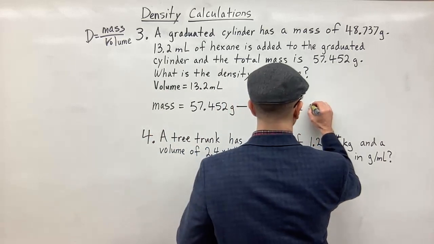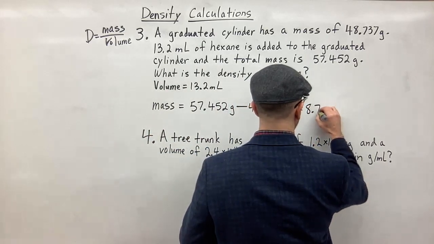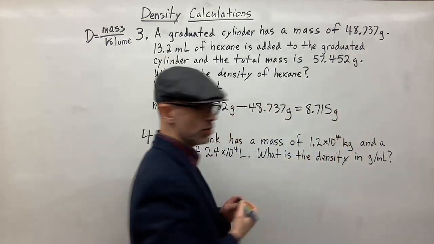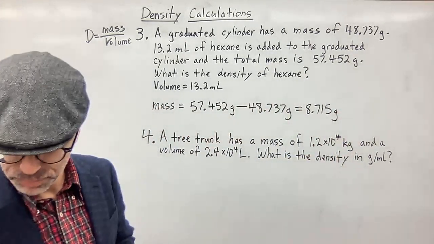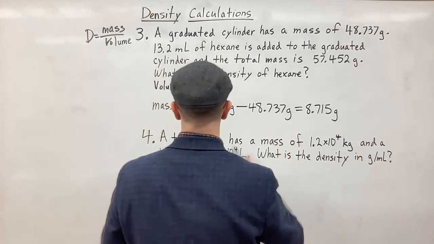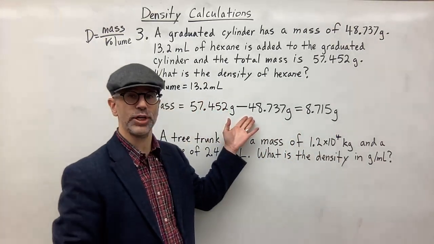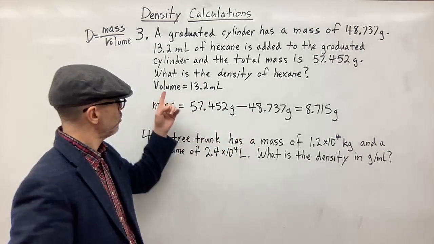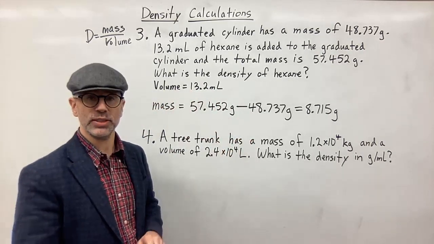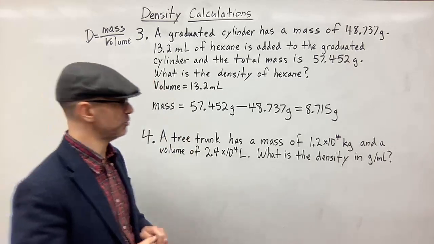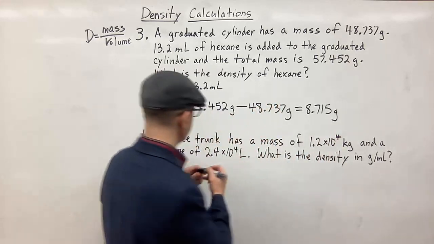8.715. So we get 8.715 grams. So that is the mass. Let me double check. 8.715. Yes. So this is the mass of the hexane that I put into the graduated cylinder. We have the volume of the hexane in the graduated cylinder. So now all we need to do is take the mass divided by volume.